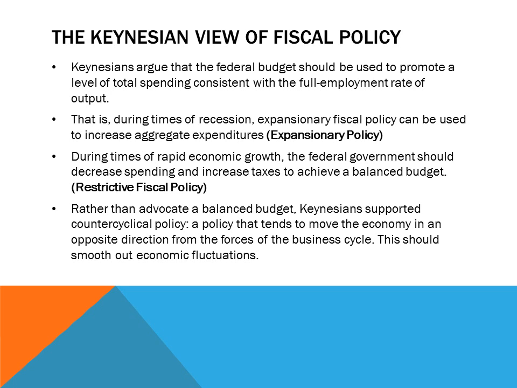So rather than advocating a balanced budget policy, Keynesians supported countercyclical policy, which is a policy that tends to move the economy in an opposite direction from the forces of the business cycle, which tend to be highly volatile. This should smooth out economic fluctuations and reduce the boom and bust cycle present in the economy.